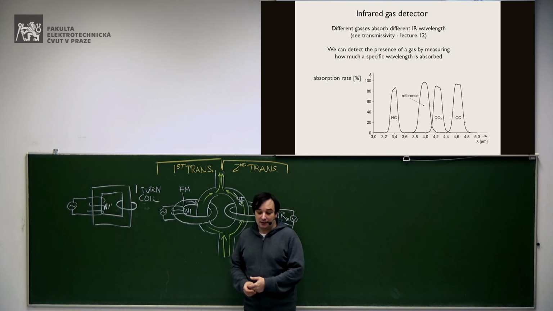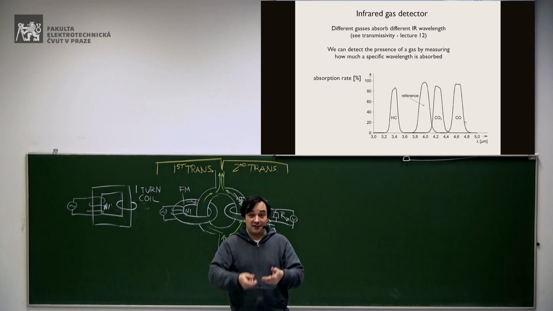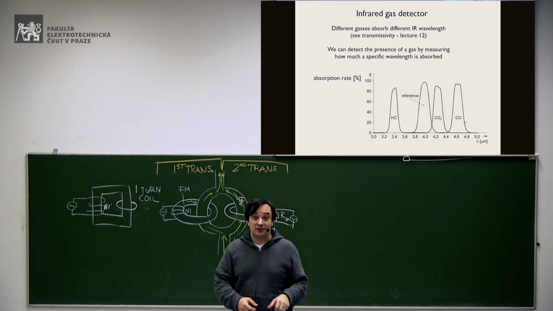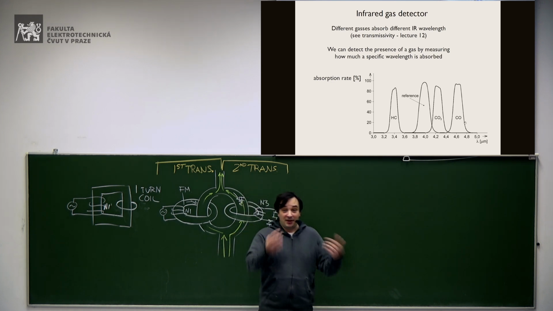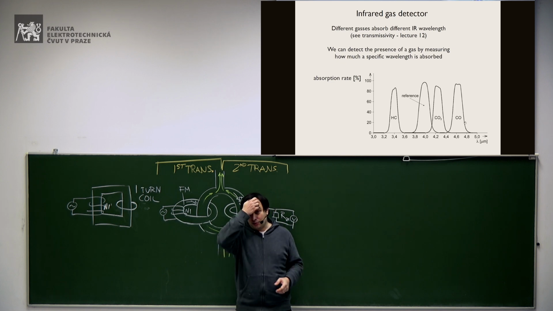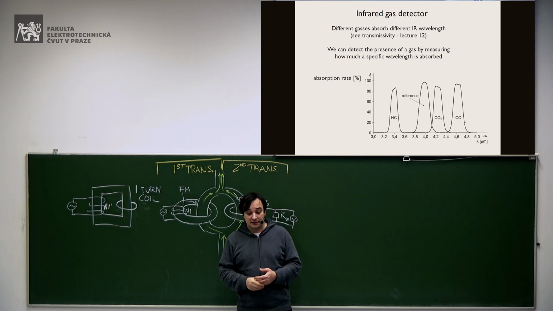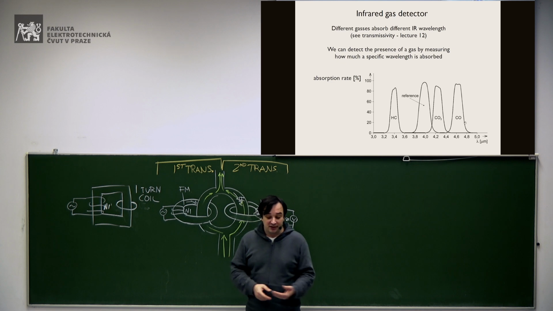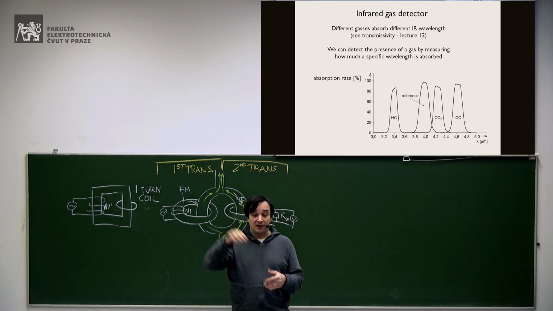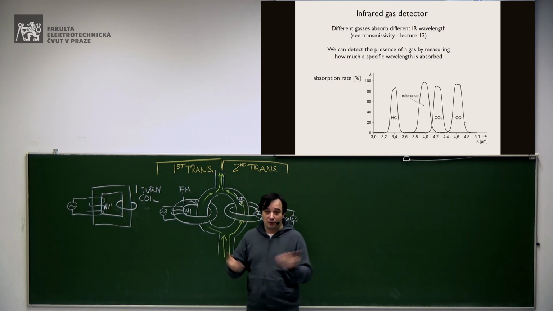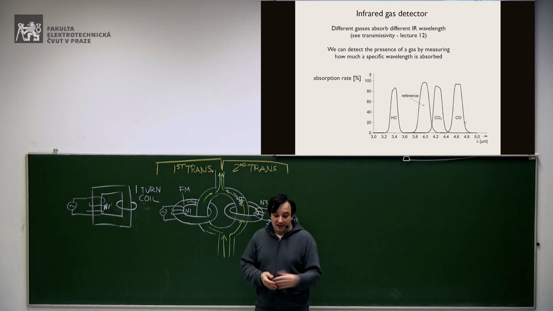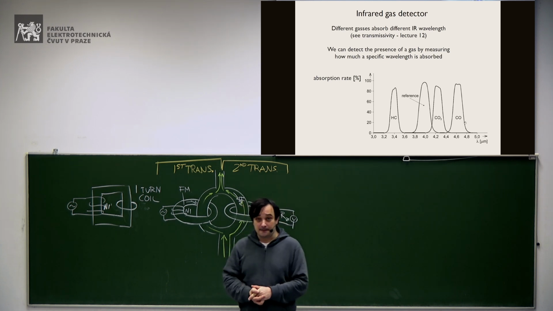And here it is vice versa. Here we are watching not the transmissivity, but its opposite, which is the absorption. And for instance, if you look at that graph, you see that we have a transmissivity close to 1, or close to 100%, at about 4 micrometers.